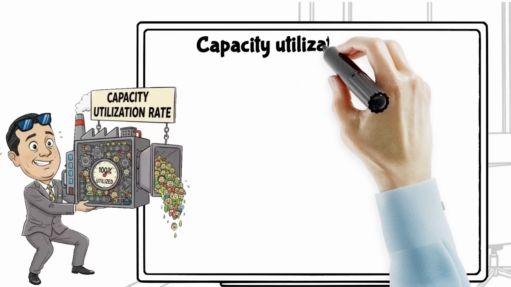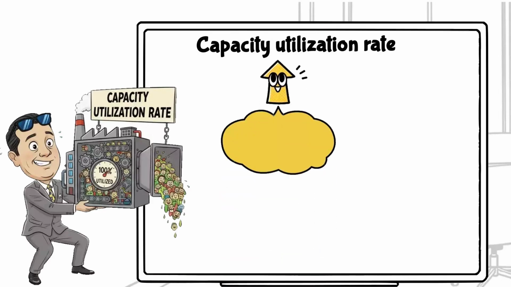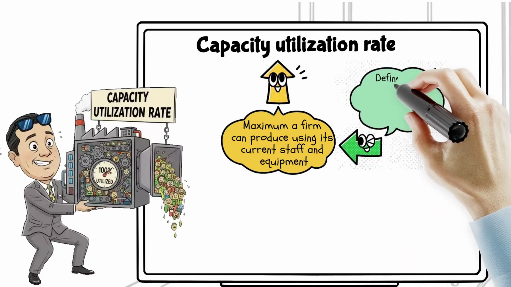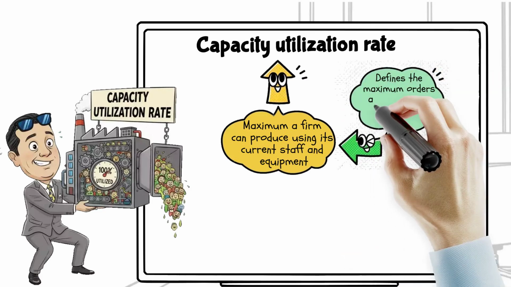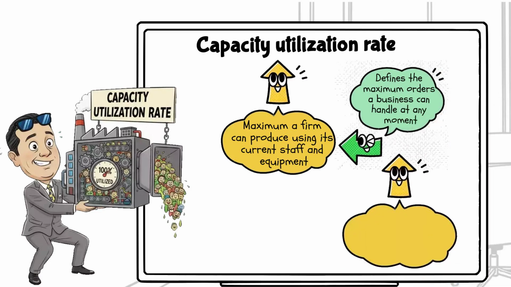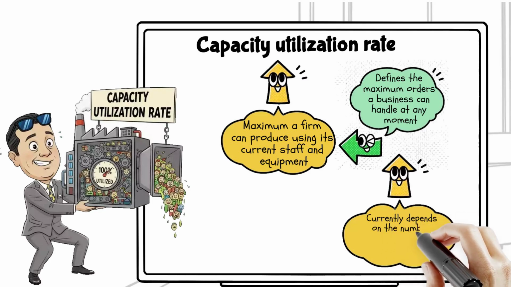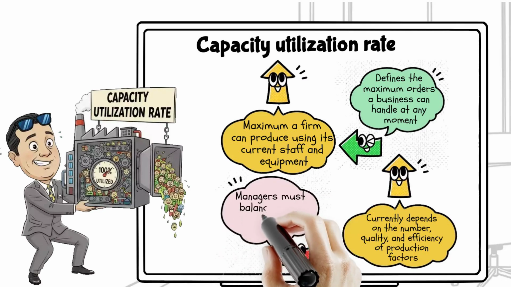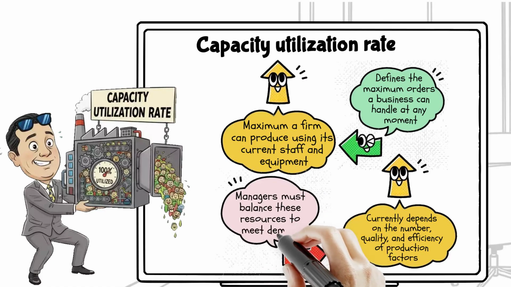Capacity utilization rate. Capacity is the maximum a firm can produce using its current staff and equipment. It defines the maximum orders a business can handle at any moment. While capacity can be raised through investment over time, it currently depends on the number, quality, and efficiency of production factors. Managers must balance these resources to meet demand.